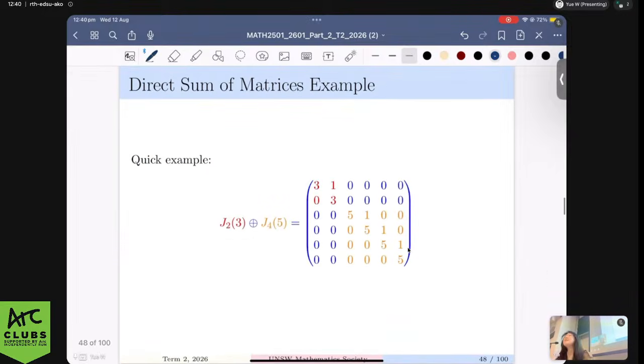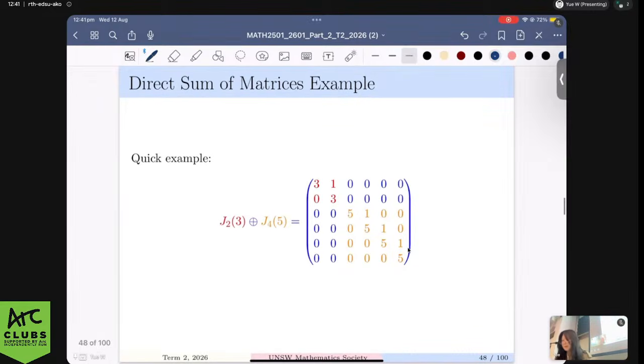So here is a quick example. Pretty straightforward. You have J2 of 3, so that means a 2 by 2 Jordan block with lambda equal to 3. And then you also have J4 of 5, which is just a 4 by 4 matrix with eigenvalue of 5. So this is pretty straightforward.